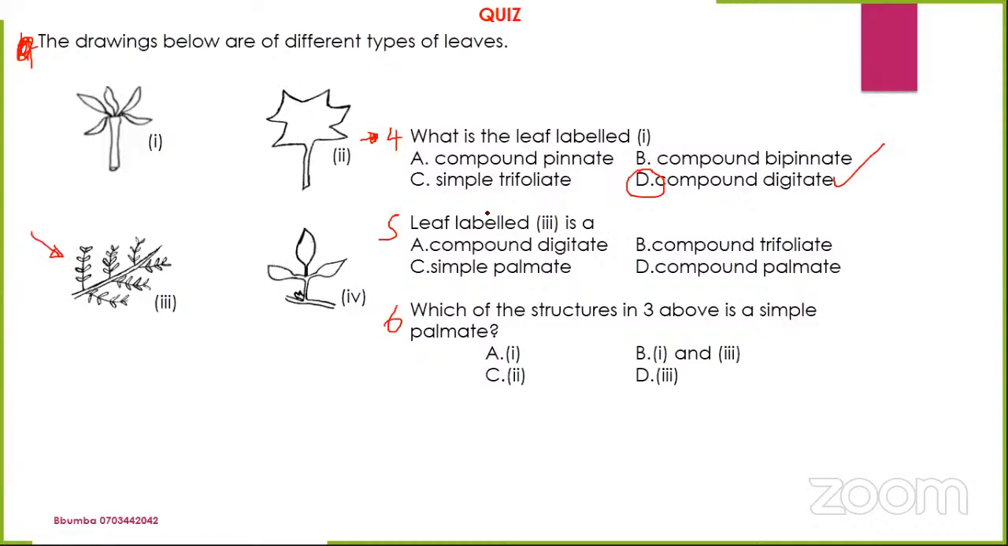For you who are calling it simple palmate.